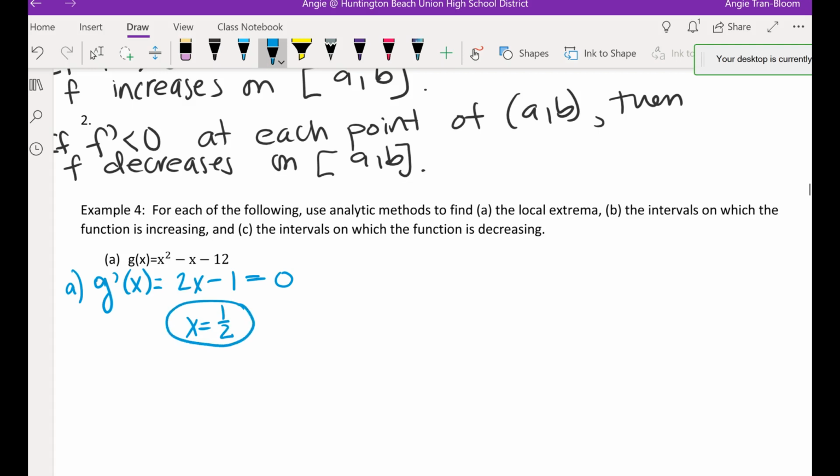We only have one critical point. How do I know it's a max or min? What do we do next? Plug it back in? Yeah, plug it back into the original. So g of a half equals quantity half squared minus half minus 12. Go ahead and work that out. Give it to me in exact form, so give it to me in fractions. Trey, whenever you're ready.